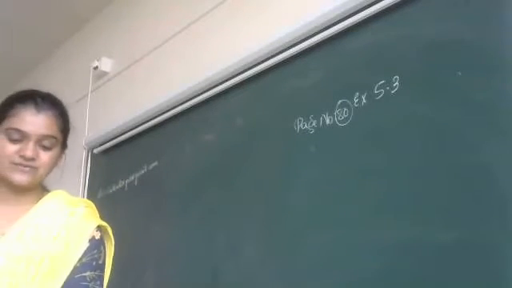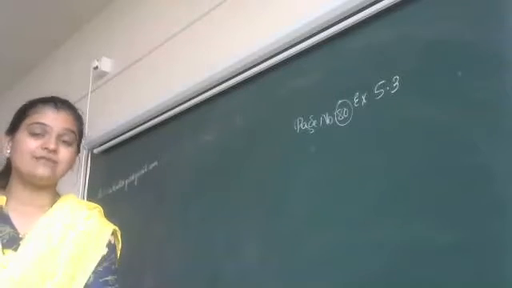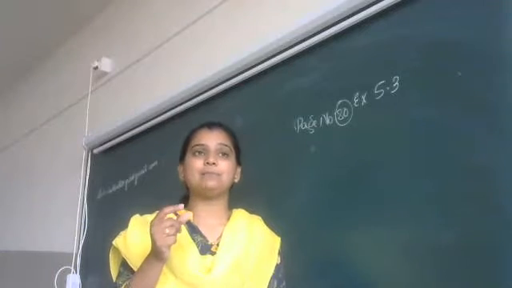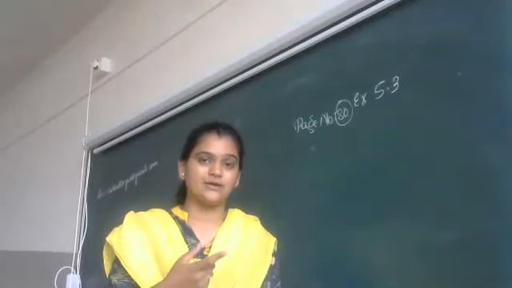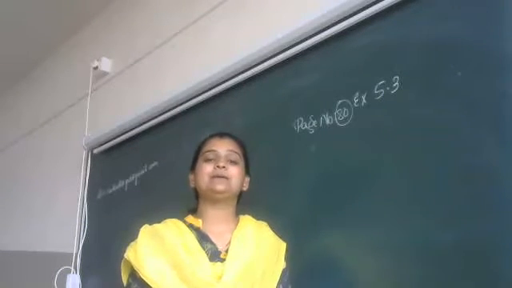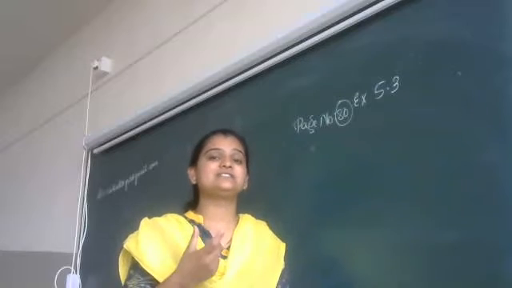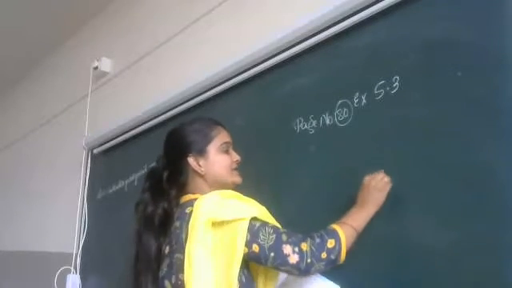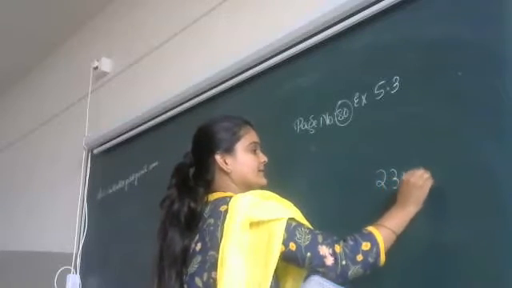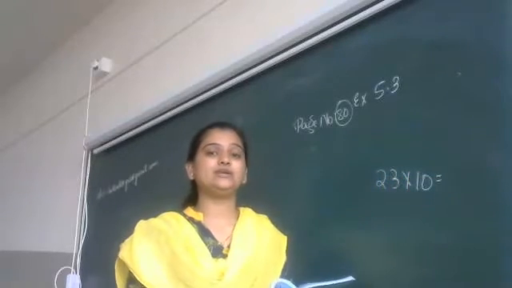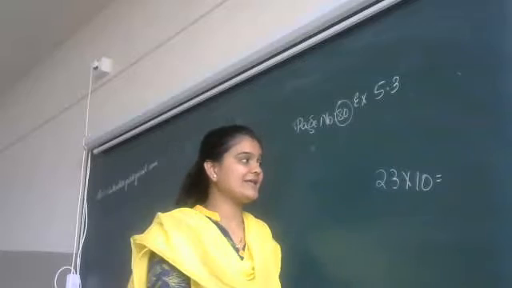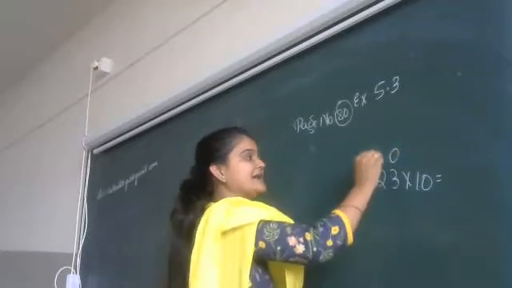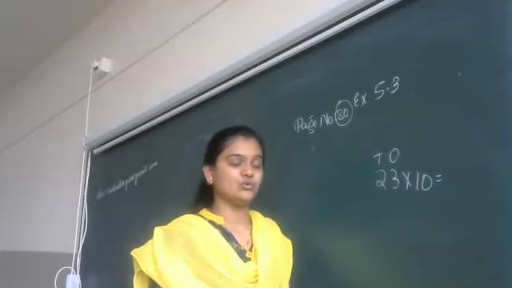In yesterday's class we have seen what will happen when we multiply a number by 0, and what happens when we take a number and multiply it by 1. Next one, multiplying by tens. We find a change when we take 23 and multiply it by 10. What change do we find, children? In ones place we have 3 and in tens place we have 2.